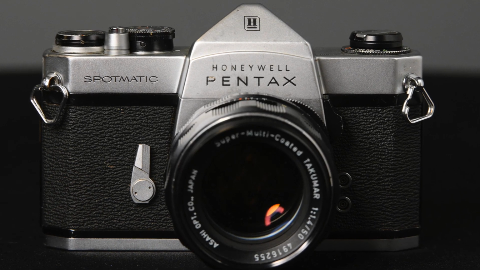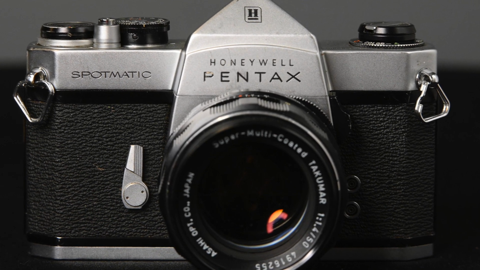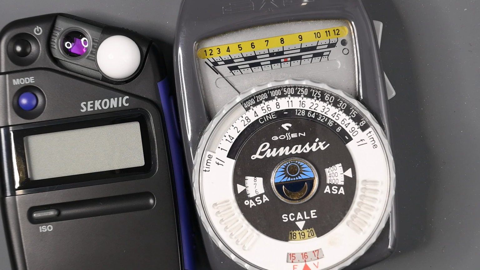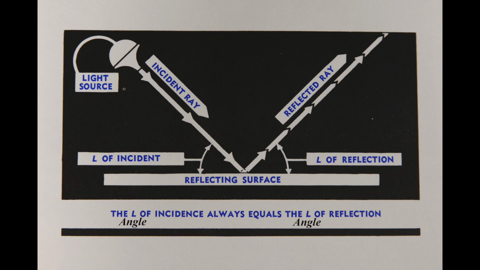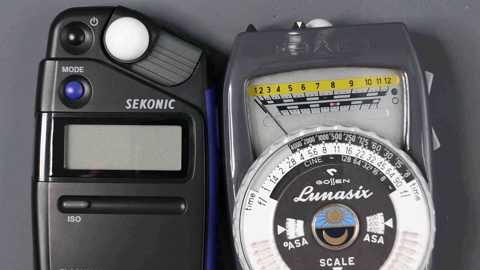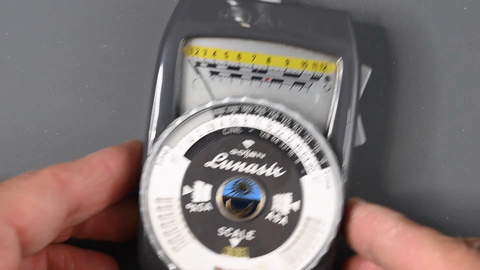Now, most cameras introduced since 1964 have built-in internal meters that measure the light through the lens. And like the handheld meter, they are reflected light meters. They measure the light reflected from the subject. Now, these handheld meters, 2 of which you see here, also measure incident light. And incident light is light falling on the subject. And we'll get into the differences in a minute.